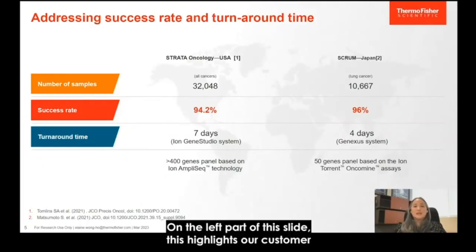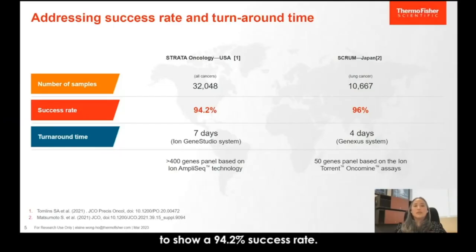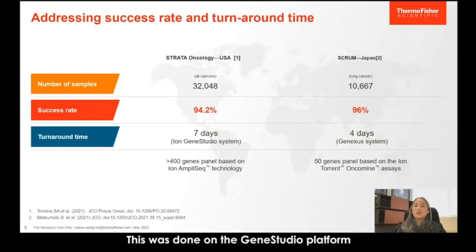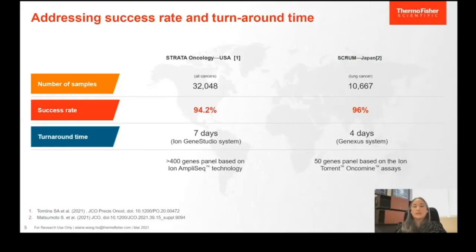On the left part of this slide, this highlights our customer at Strata Oncology, where they were able to use a 400 plus AmpliSeq panel to show a 94.2% success rate. This is across a large cohort of over 30,000 samples. This was done on the Gene Studio platform, where they had a turnaround time of 7 days.